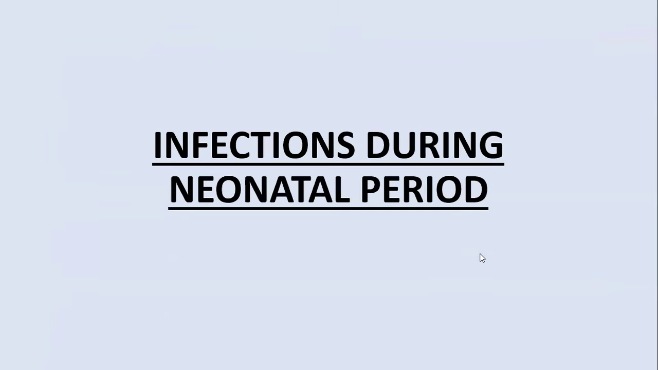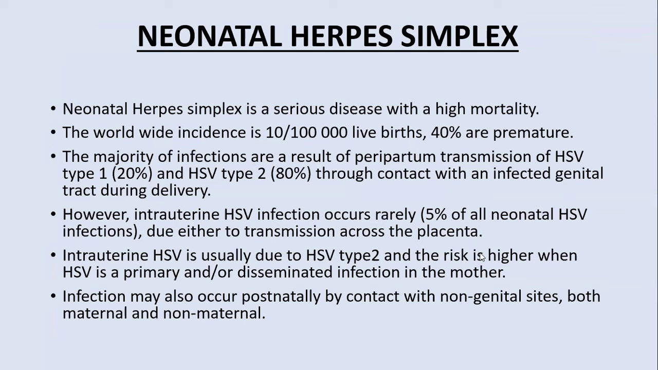So, the infections during the neonatal period. The first infection we are going to discuss today is neonatal herpes simplex, which is a serious disease with a high degree of mortality. Worldwide incidence of neonatal herpes simplex is 10 per 100,000 live births. And 40% of the affected neonates are born premature.